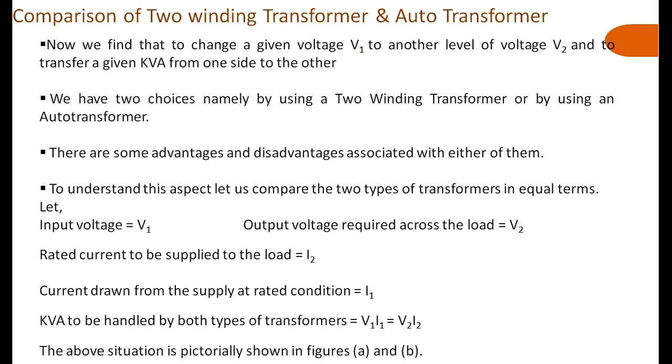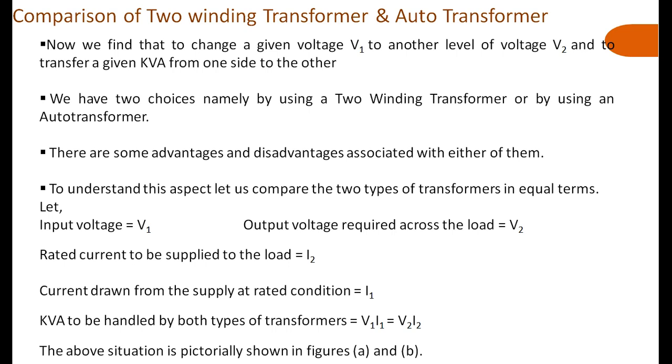While comparing the two transformers, one is the two winding transformer and the other is the auto transformer. In that case, we are considering that the two winding transformer is transferring the same amount of energy from the primary to secondary, and in the auto transformer also the same amount of energy is transferred from primary to secondary, with the same primary and secondary voltage levels.